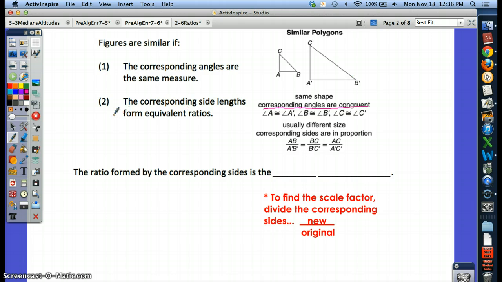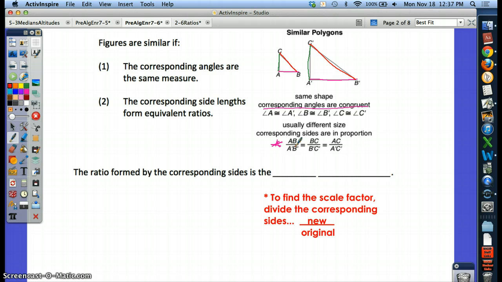The corresponding side lengths form equivalent ratios. So take a look here. That means if AB corresponds to A prime B prime, they're the same side of each triangle, their ratio, this side divided by this side, would be equal to the ratio of the other corresponding sides. It would be equal to this side divided by this side, because those are corresponding, which would also be equal to the side CB divided by the side C prime B prime. So the ratios of the corresponding sides are proportional.